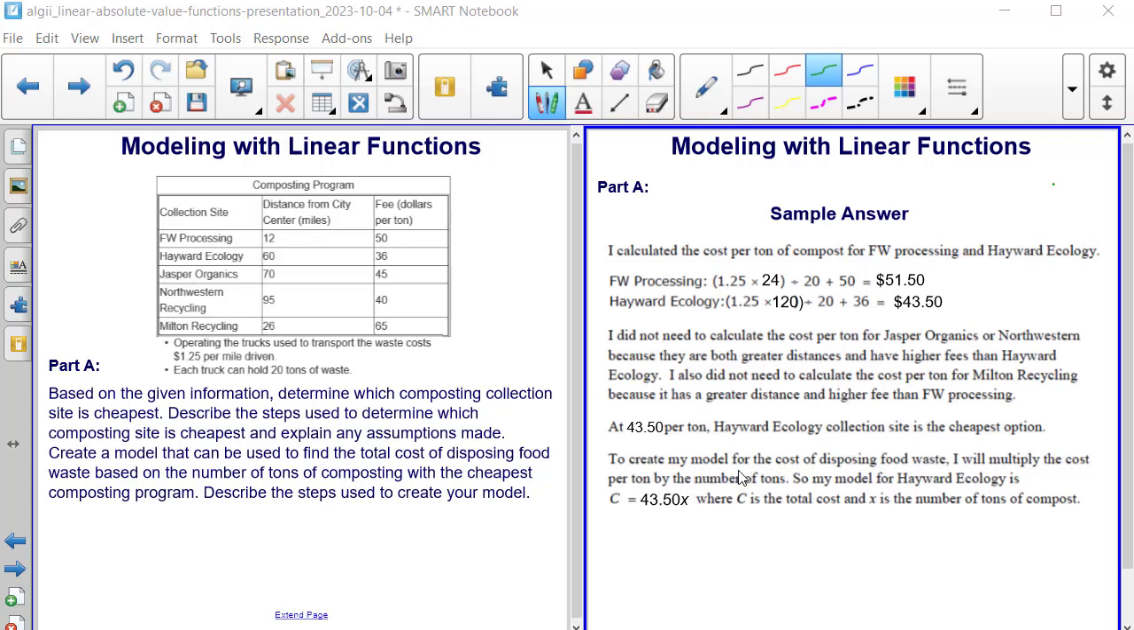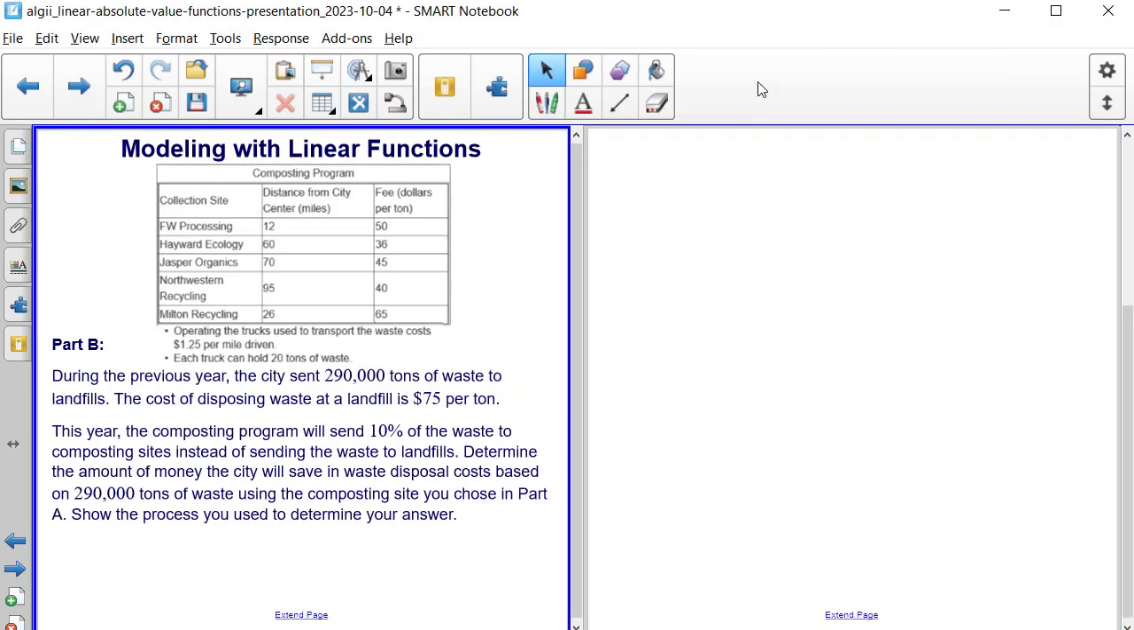To create my model for the cost of disposing food waste, I'll multiply the cost per ton by the number of tons. So the model for Hayward Ecology is going to be $43.50 times X, where C is the total cost and X is the number of tons of compost. Now let's look at part B for this problem.